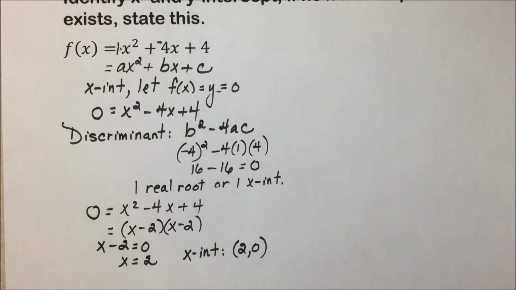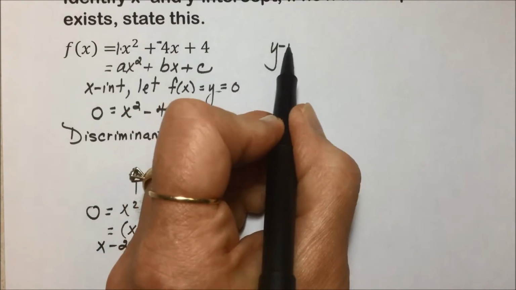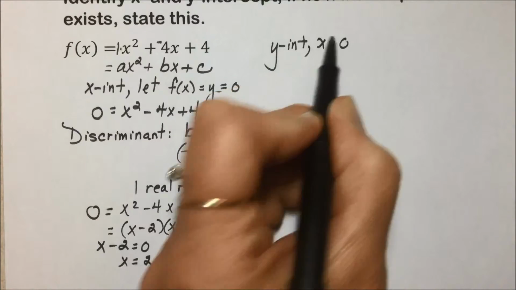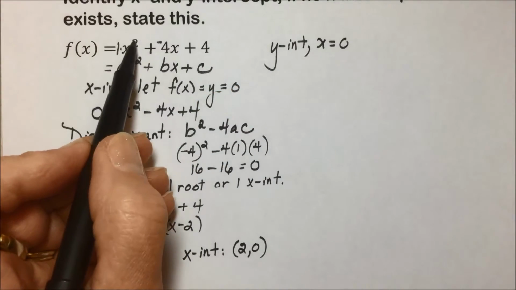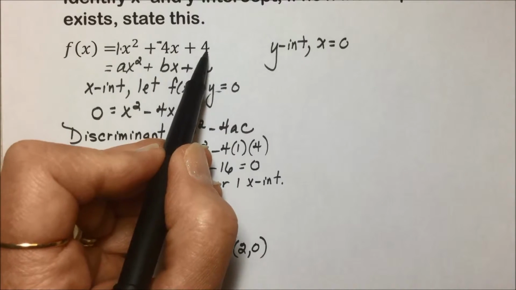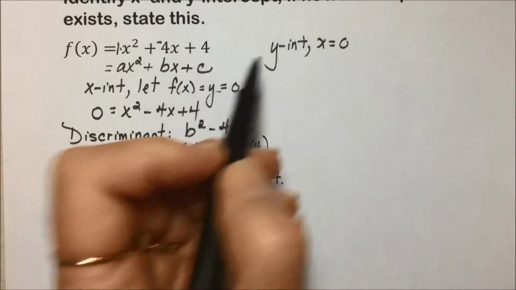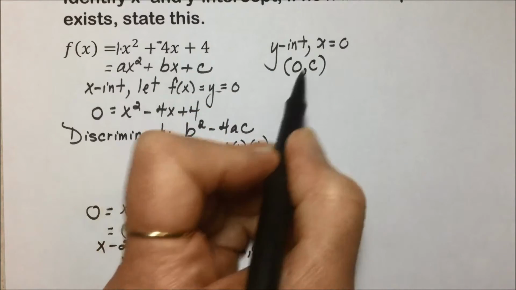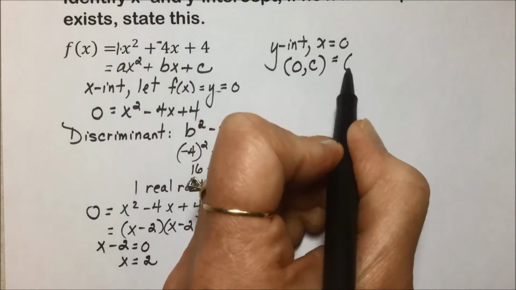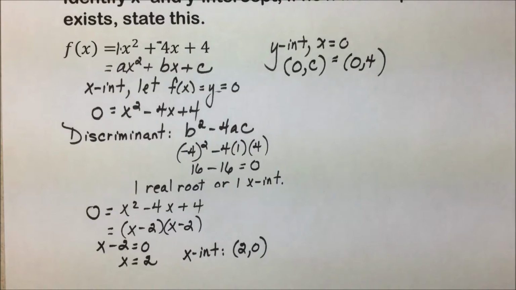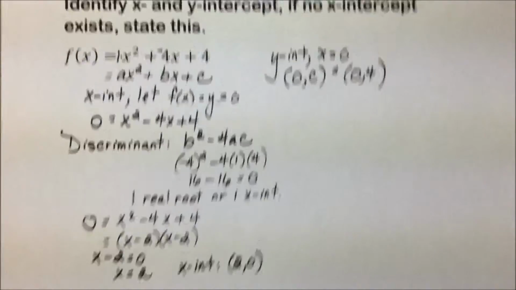To answer the y-intercept question, when we're after a y-intercept, we let x equal 0. The zeros will cancel out the first and second term and leave us with a y coordinate of 4. In standard form, it is (0, c) for the y-intercept, and in this case, we will end up with the point (0, 4) for our y-intercept.